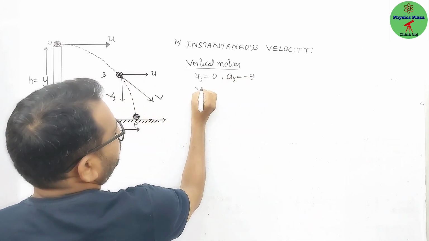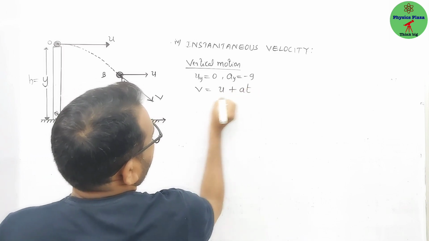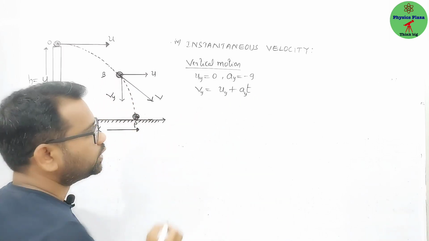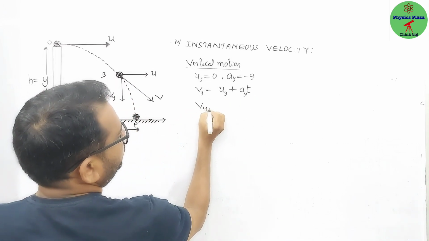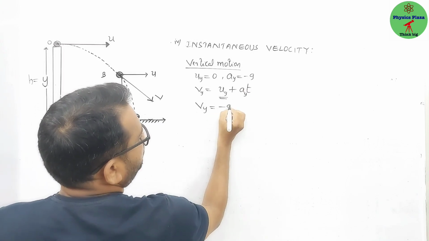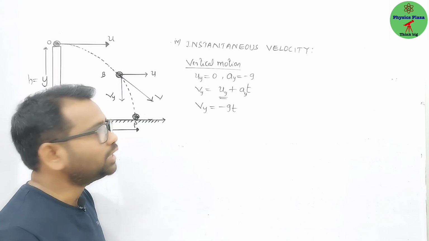So children, we know that v is equal to u plus at, but in the vertical direction we need to apply it. So this is how we need to apply. Now this is going to be vy, this term u will be 0, a is minus g, so it is vy equals minus gt. Is the point clear? Yes, it is clear.